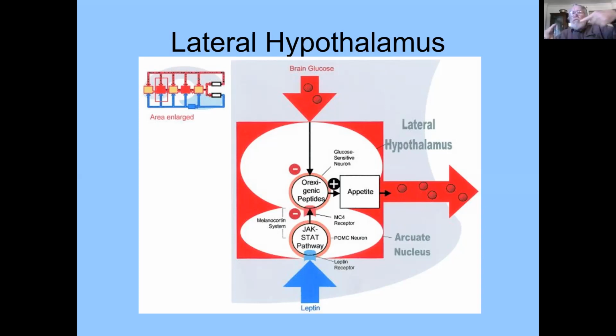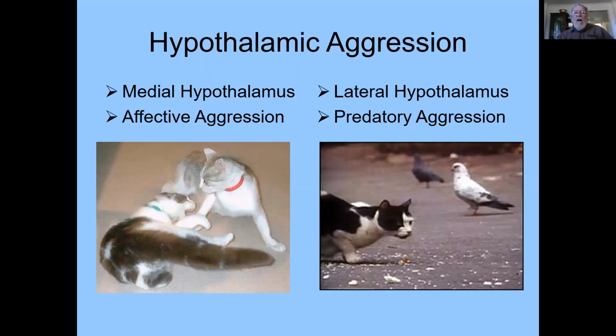And what you found was reciprocal connections between the lateral and medial hypothalamus to do the yin and yang of food intake. Now, at the same time, we can start to see a whole motivational thing being built here, which was the idea of hypothalamic aggression.